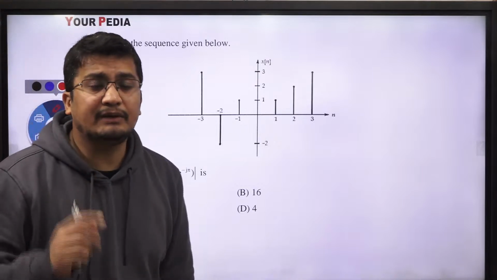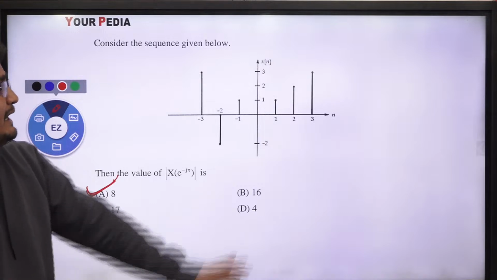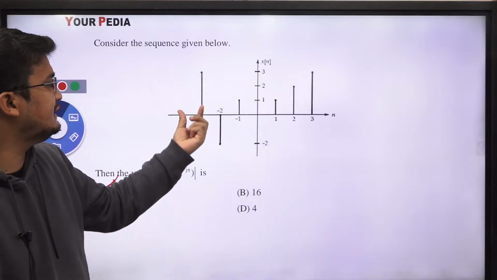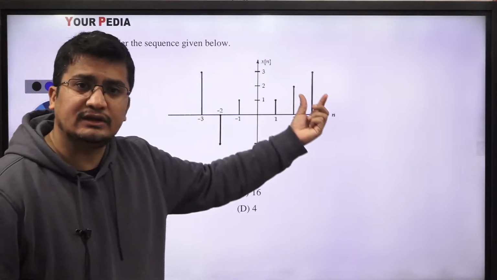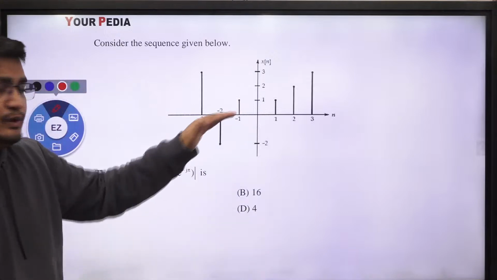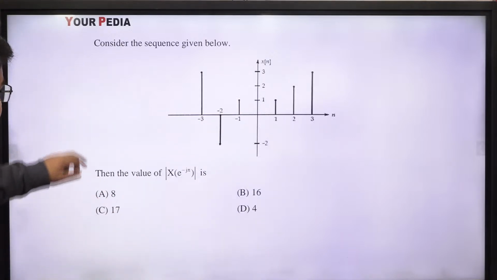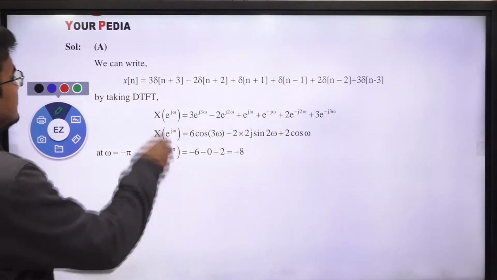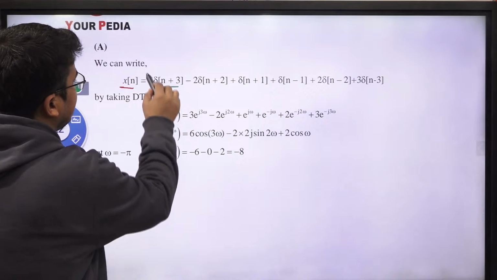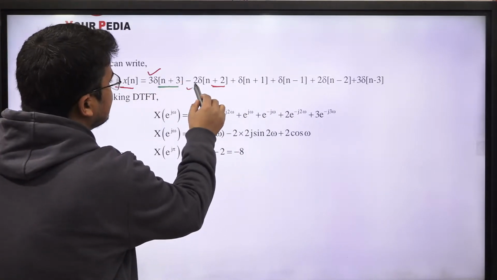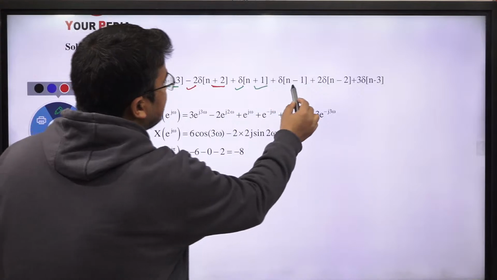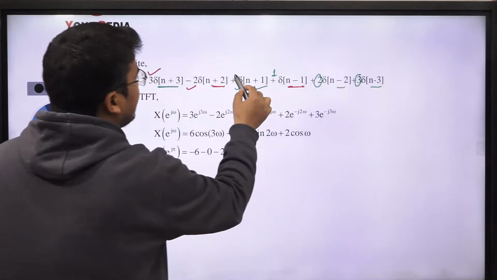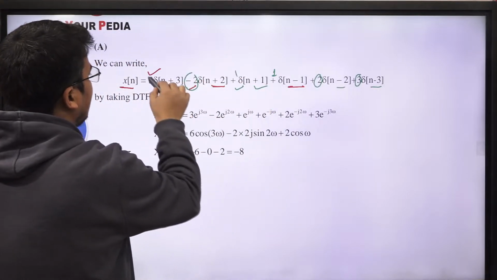What I told you, I'm giving you the hint again. First, I write a discrete time domain sequence x[n] having the 6 values -3, -2, 1, 1, 2, 3, and then I convert it into DTFT. You can see the solution here. It's clearly mentioned. First, I made the x[n] sequence: at -3 with value 3, at -2 with value -2, at -1 with value 1, at 1 with value 1, at 2 with value 2, at 3 with value 3.